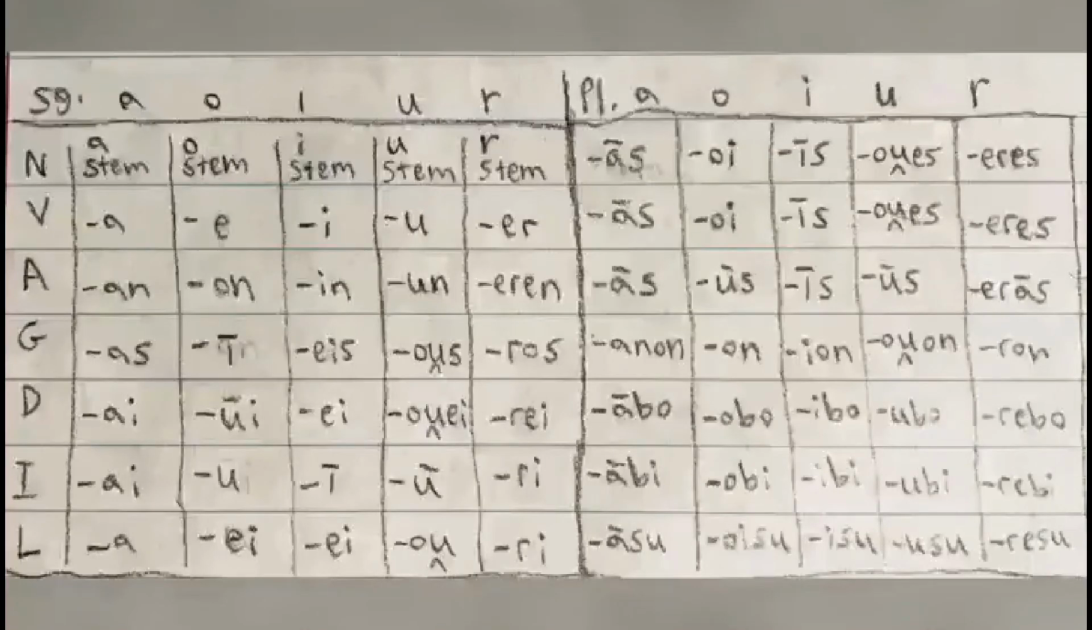As you can see here, I've made my own chart for how to change a noun based off of what case it's in. There is singular and plural, as well as A, O, I, U, and R stems, as well as all the cases: nominative, vocative, accusative, genitive, dative, instrumental, and locative.